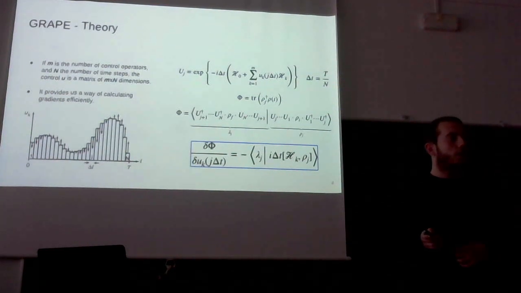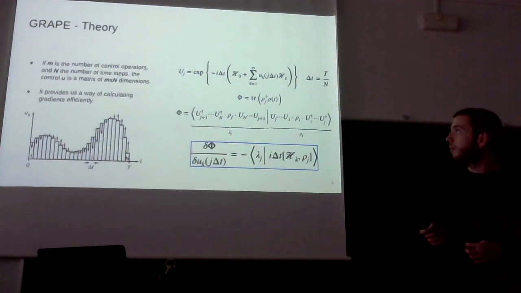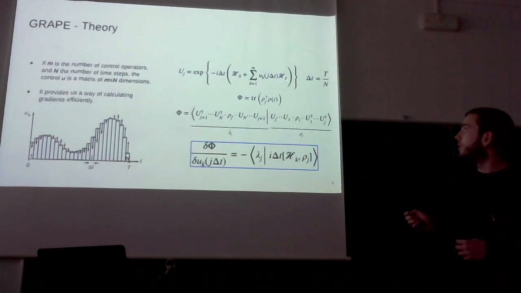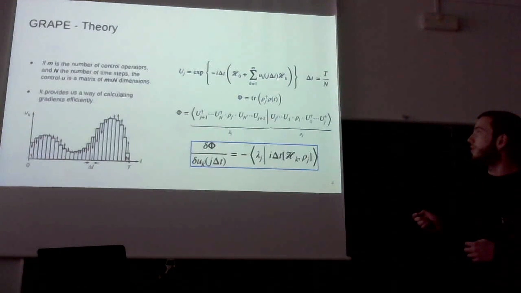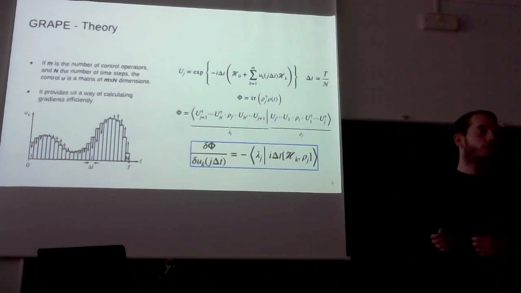And in your propagator equation, which are the control operators? This part is the control, and these Hamiltonians are the different operators.